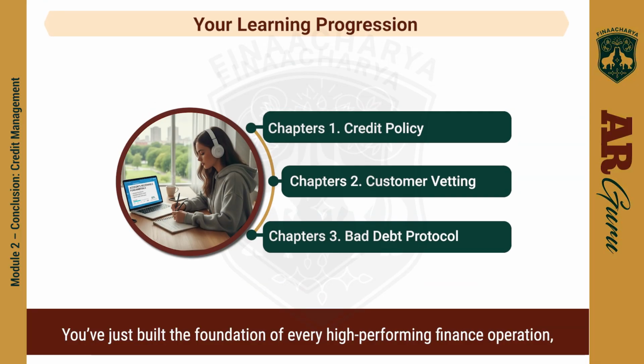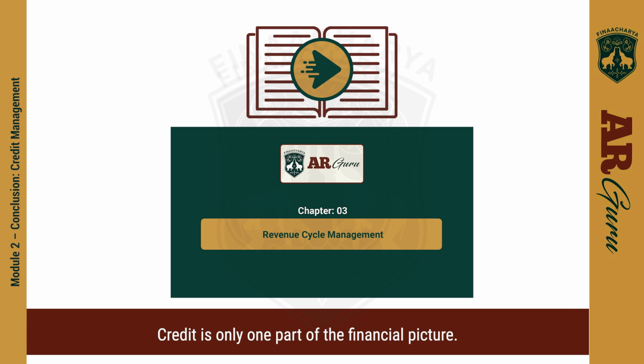You have mastered the foundational skills of AR and the core principles of credit risk. These skills will directly support the next module. Credit is only one part of the financial picture. Module 3 connects everything from order to delivery to cash application, completing your understanding of the full AR ecosystem.